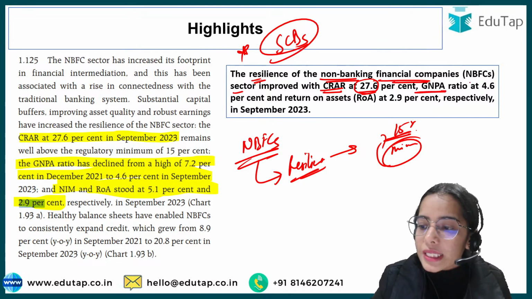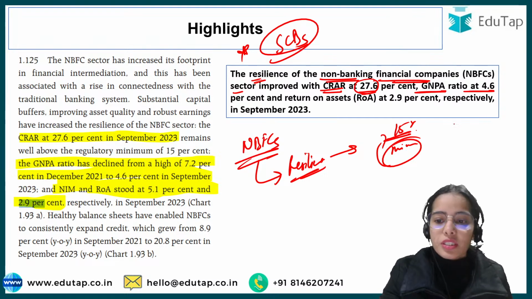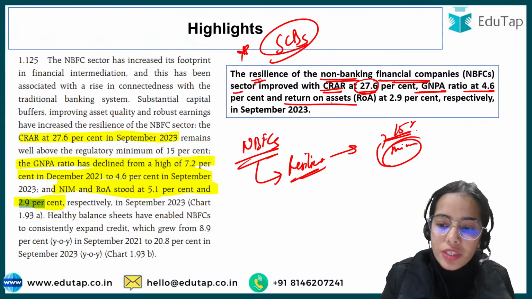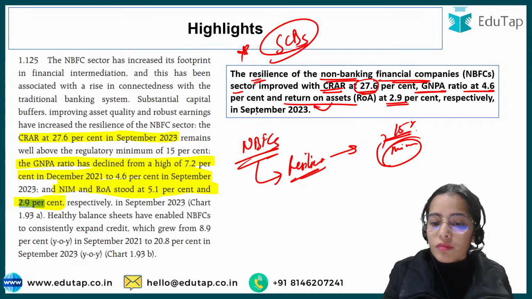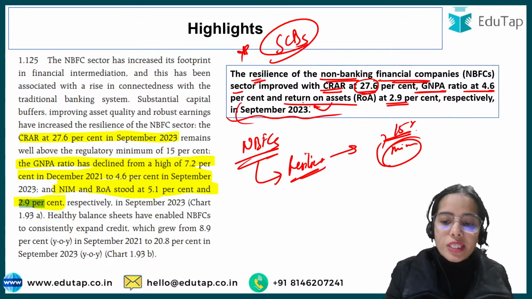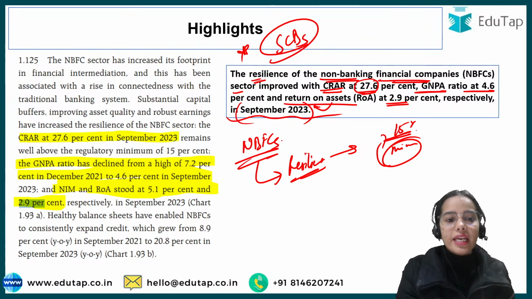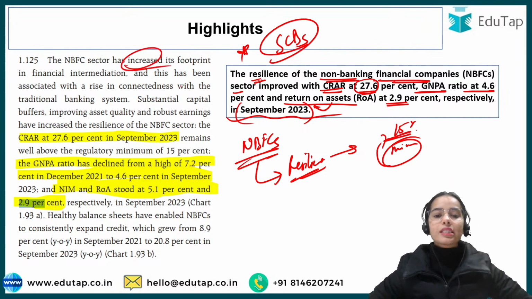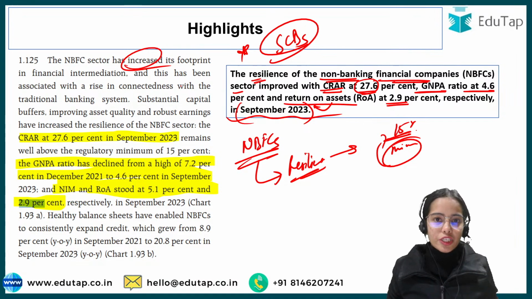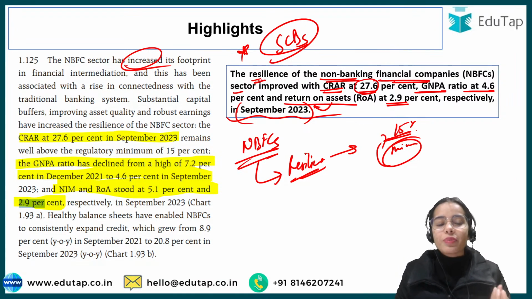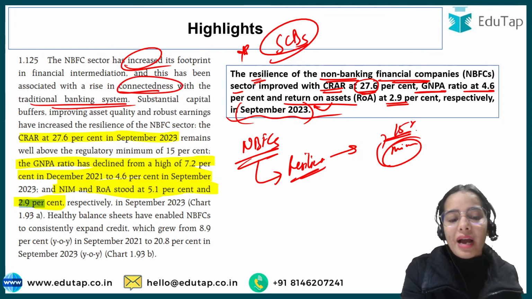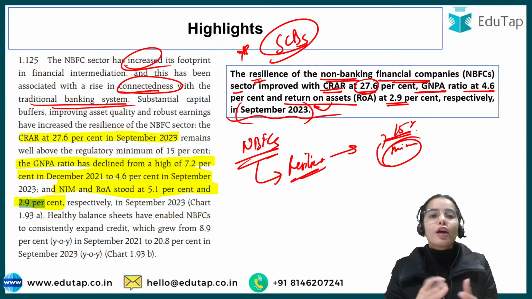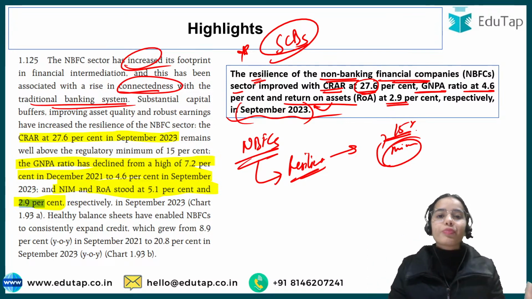Gross non-performing asset ratio is at 4.6%. Return on assets, that is how much return they are getting on the assets, is 2.9%. And these are the percentages for September 2023. So here you can see that the NBFC sector has increased its area in the financial intermediation in the financial sector, and this has been associated with their rising connectedness with the traditional banking system. They are getting connected more and more with the banking system. They both are coming together to work together.